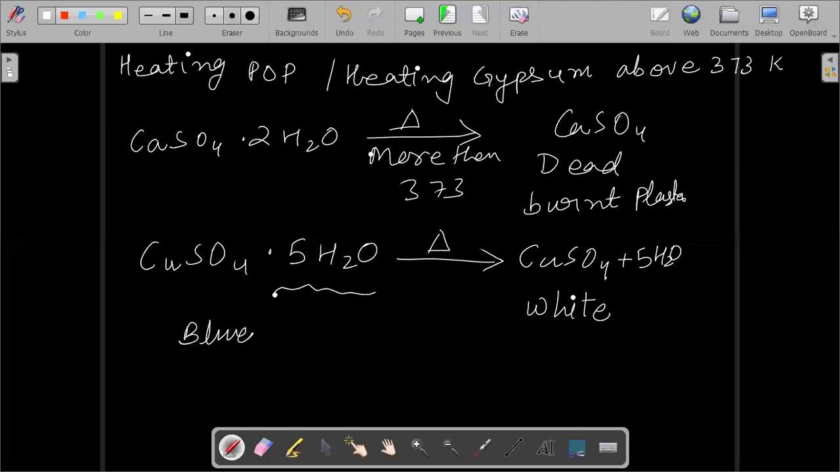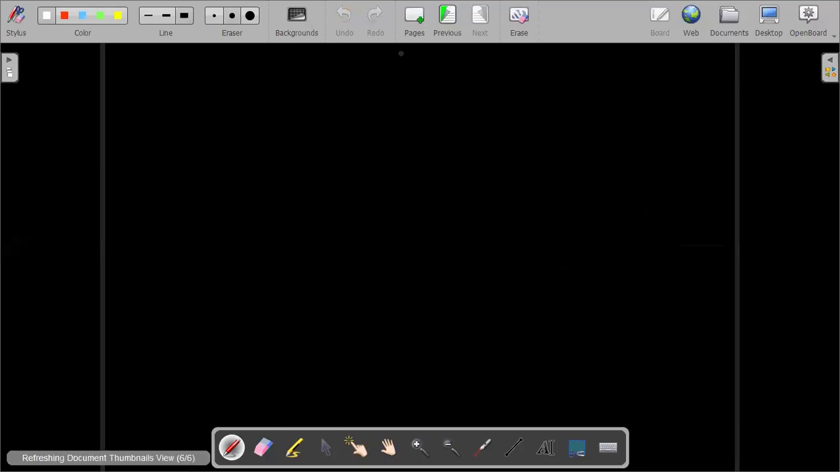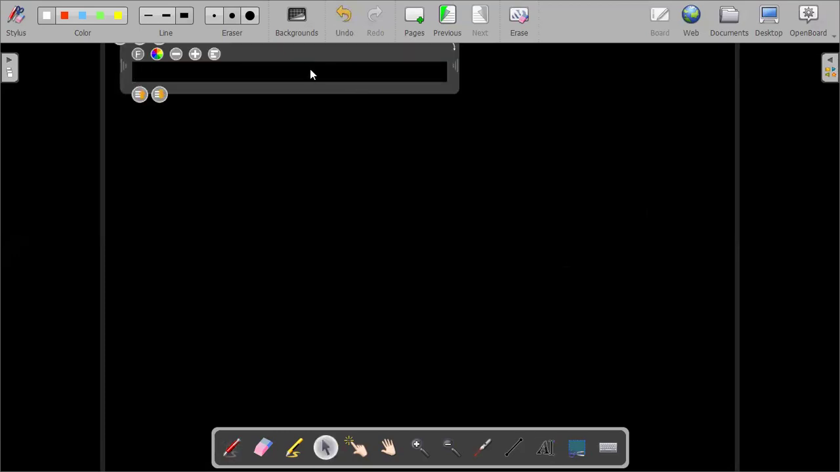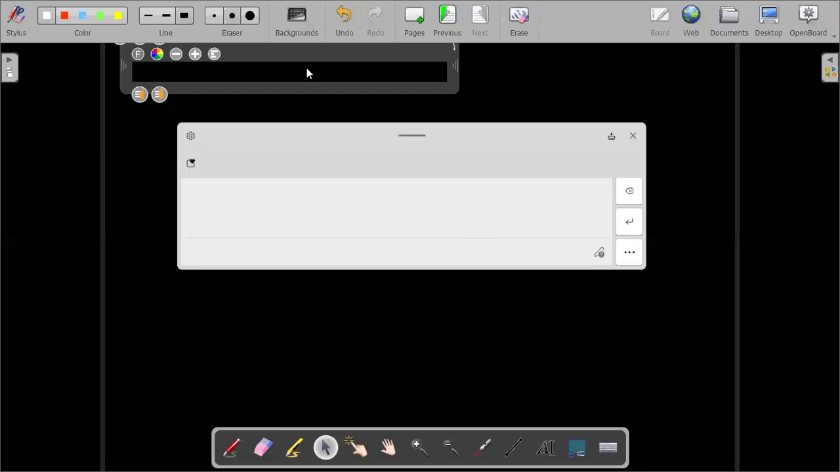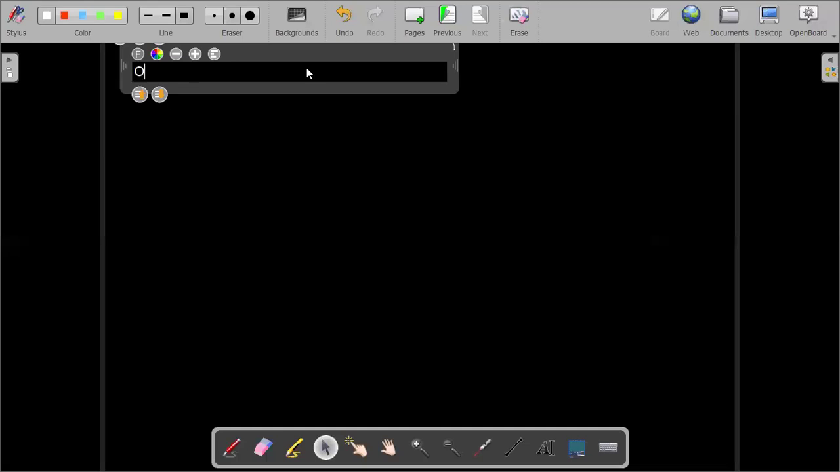Anything else from this chapter? Now I think you should be thorough with this chapter. Also, one more thing. Always keep referring to these organic acids and where they are found. That means the source of the organic acids.